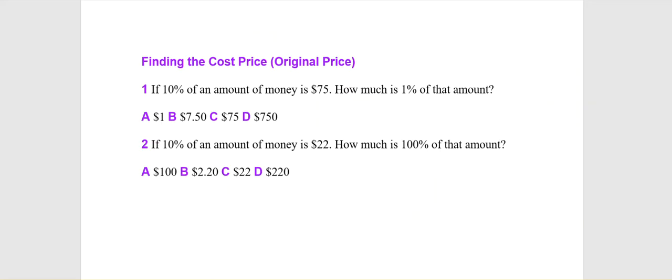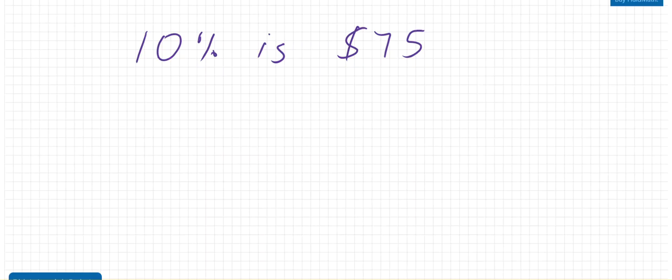Okay, our next section is on finding the cost price or the original price. If you see cost price or original price, it means the same thing. So question 1, these are multiple choice questions. If 10% of an amount of money is $75, how much is 1% of that amount? So it's asking us to figure out what is 1%.